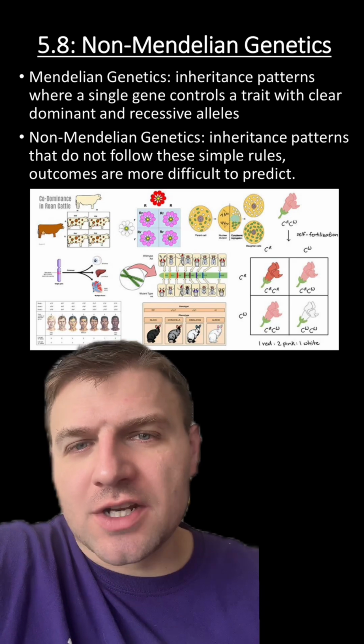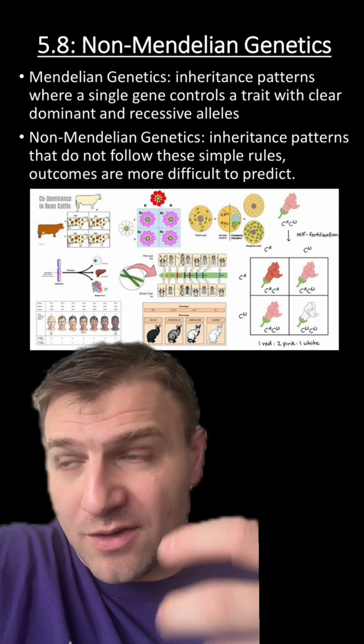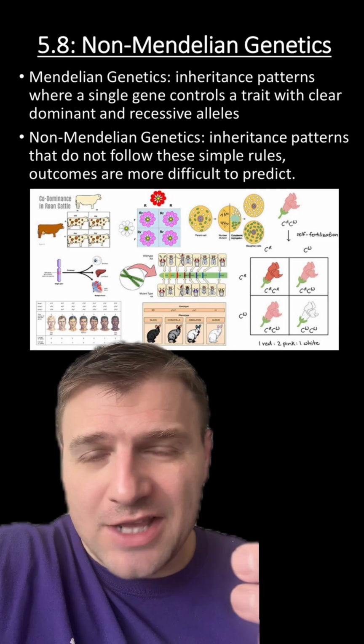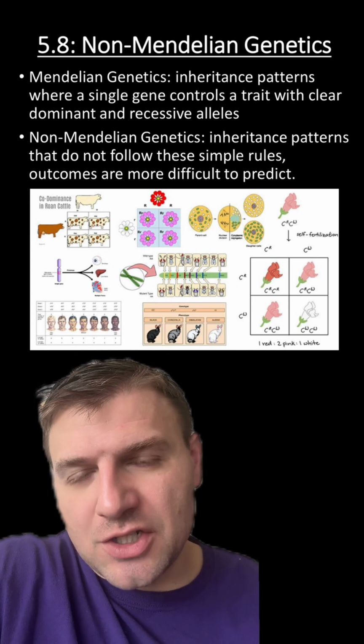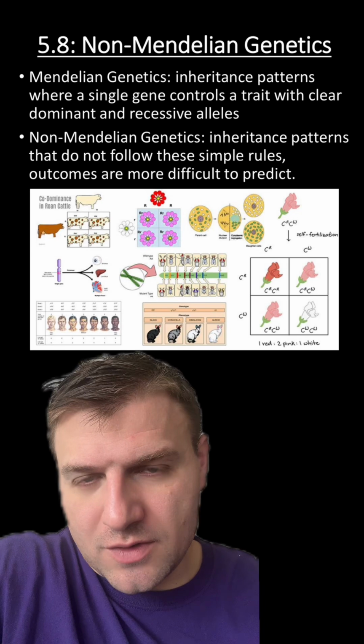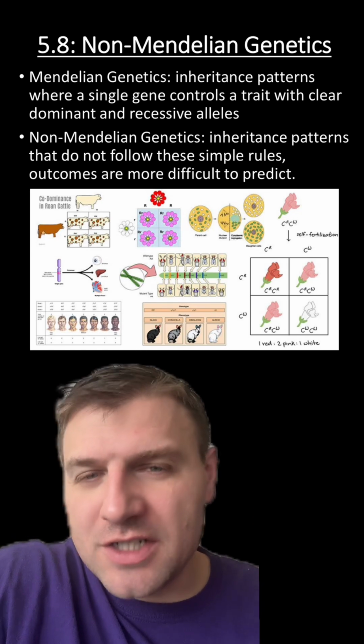Basically with Mendelian genetics, we're looking at an inheritance pattern where a single gene is going to control a trait, and it's usually only controlled by a dominant and recessive allele. Within non-Mendelian genetics, it's not going to follow those simple rules, and this means the outcomes are going to be a lot more difficult to predict.